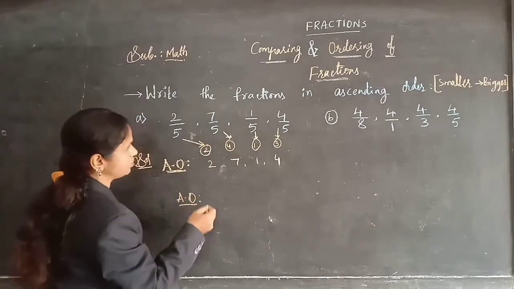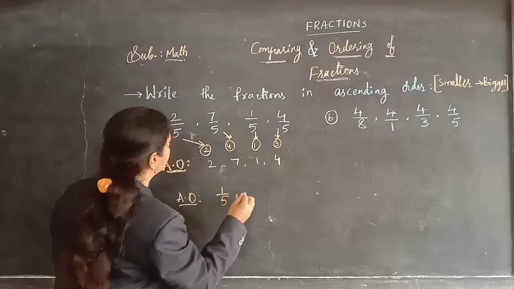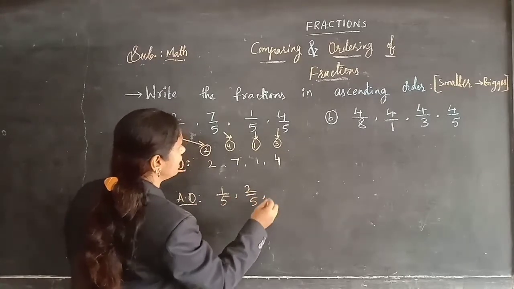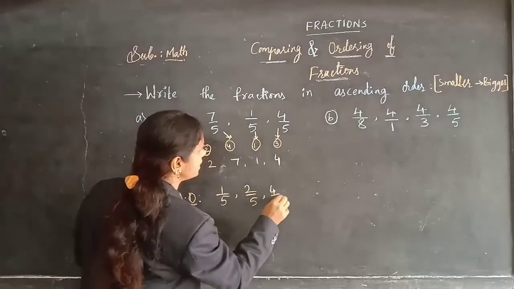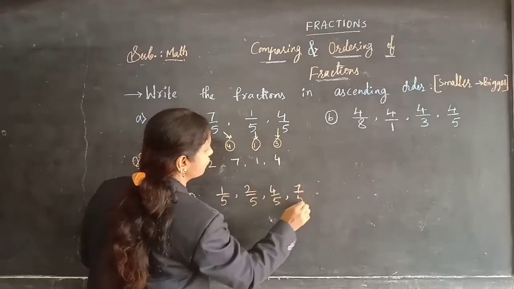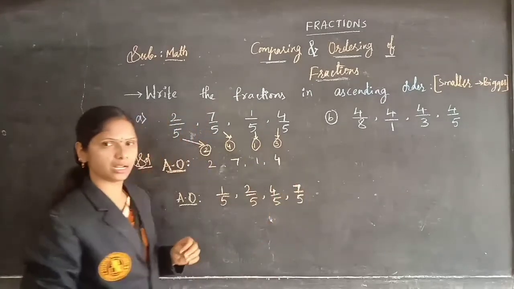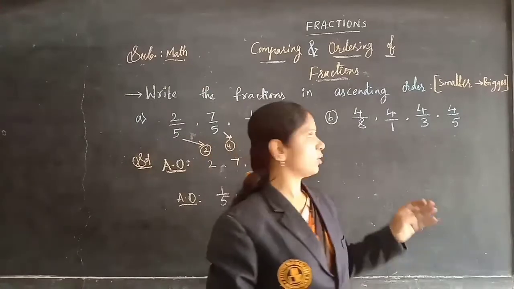Ascending order is equals to 1 by 5. Next 2 by 5. Next 4 by 5, third place. And 7 by 5. For like fractions. Now come to this problem here.